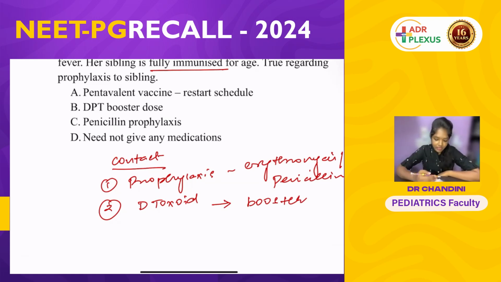But as far as I got the recalls, these two were given as separate options. So which one to select? Pentavalent vaccines restart schedule is not the answer because here the child is already vaccinated. Need not give any medication? No, you have to give prophylaxis. Is it booster dose or penicillin prophylaxis? If you look at these two, I would say the better option here is booster dose, because the toxoid booster dose is very important. If both of them were in the same option, that becomes the actual correct answer. So quite controversial, both are possible, but DPT booster dose is a better option compared to the other one.